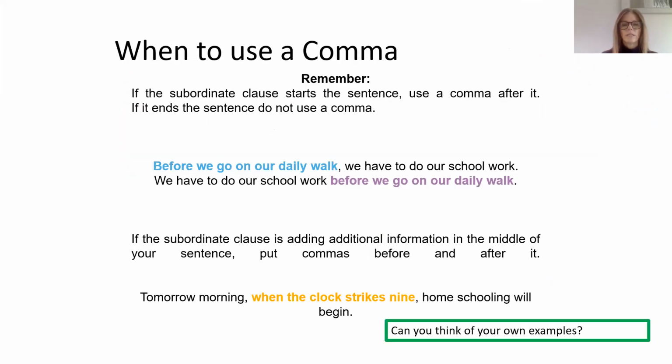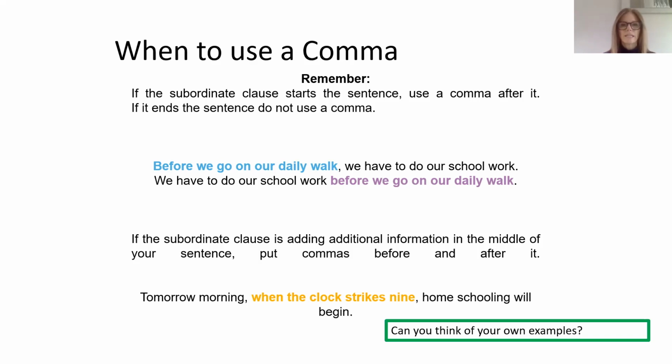Now, just a little bit of extra information here. So when to use a comma. If your subordinate clause starts the sentence, you use the comma after that subordinate clause. So for example, before we go on our daily walk, comma, we have to do our schoolwork. If the subordinate clause ends the sentence, then you don't use a comma. So for example, we have to do our schoolwork before we go on our daily walk.